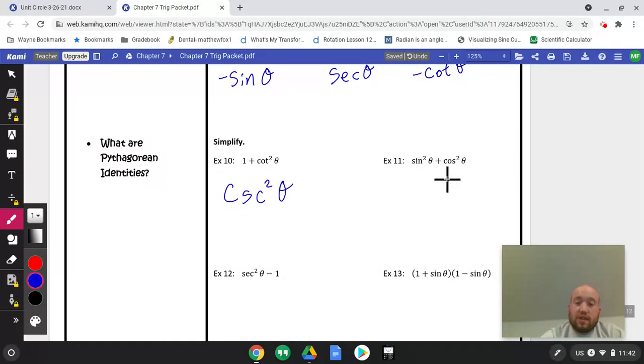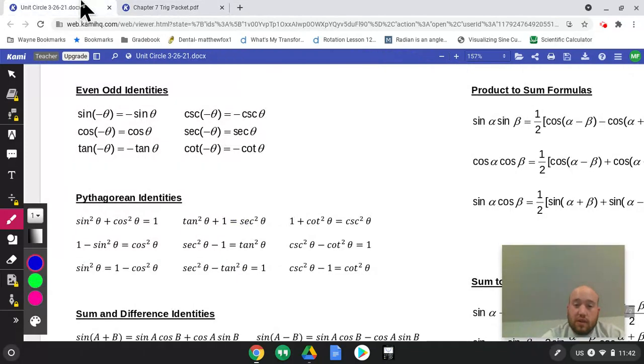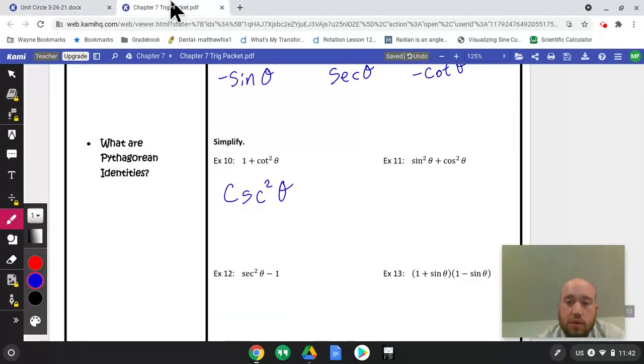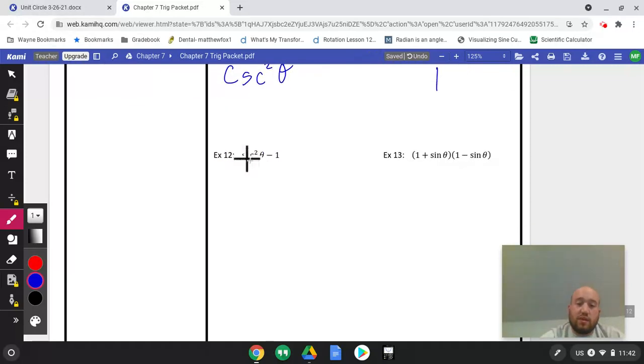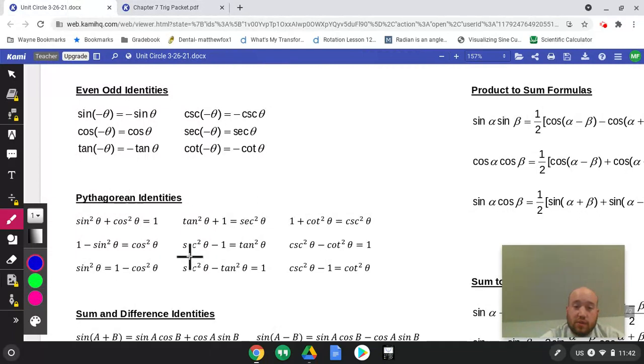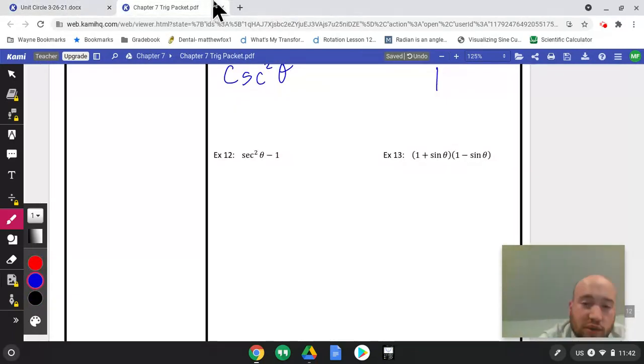Now example 11, sine squared theta plus cosine squared theta. Right here, that equals 1. Secant squared theta minus 1. Okay, this last row here, we look, secant squared theta minus 1, that's just tan squared theta. And we're just about done. The final one.